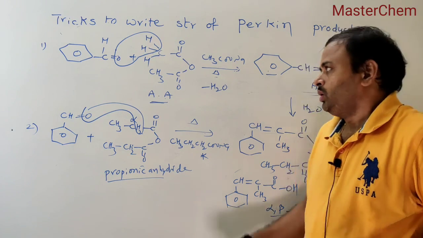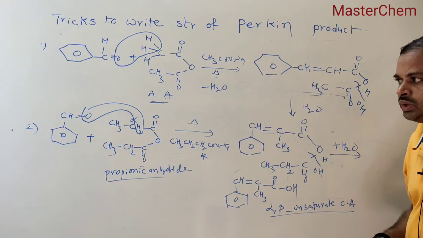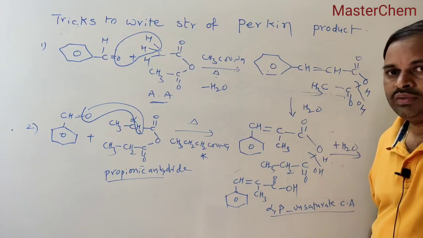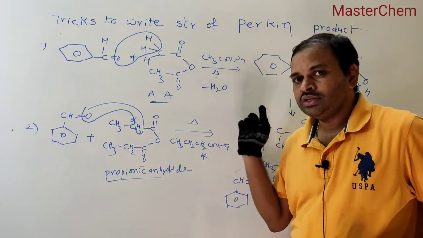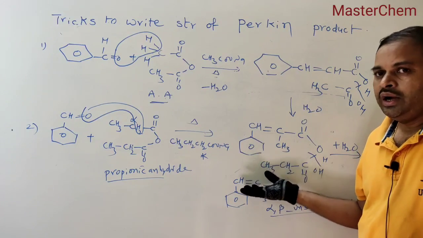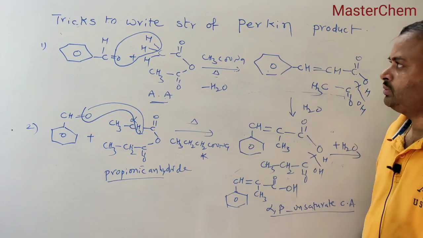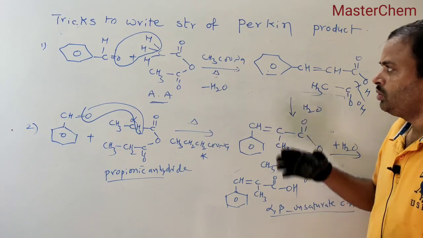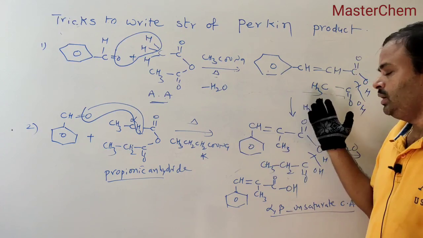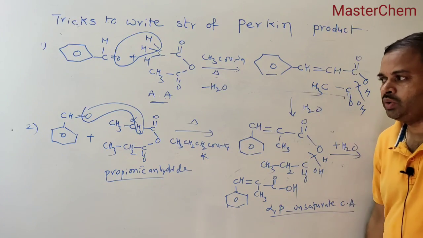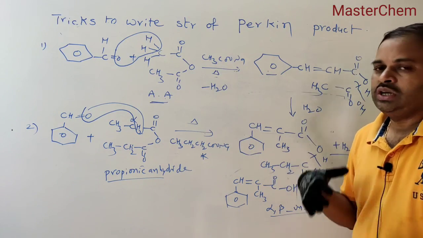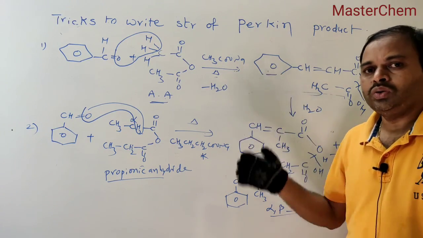This is the manner to write the Perkin product. Here you should remember in these 2 reactions: the first reaction, Baeyer-Villiger oxidation, is an oxygen insertion oxidation. The Perkin reaction is a dehydration followed by hydrolysis reaction. By following that rule, you can easily write the structure of the Perkin product. If you remember these simple tricks, you can move fast in objective type questions.